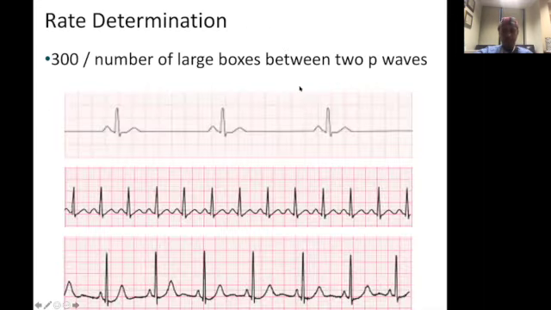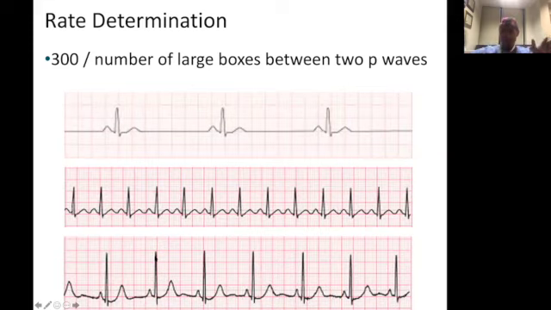How do you determine the heart rate if the rhythm is irregular? Good question. If it's irregular, then you get a long strip of EKG tracing, and you count how many QRSs you have, and then you know the time for each of those boxes.